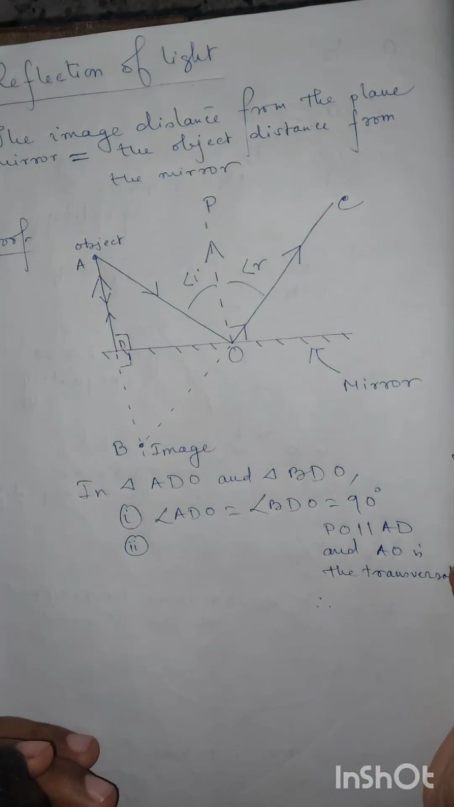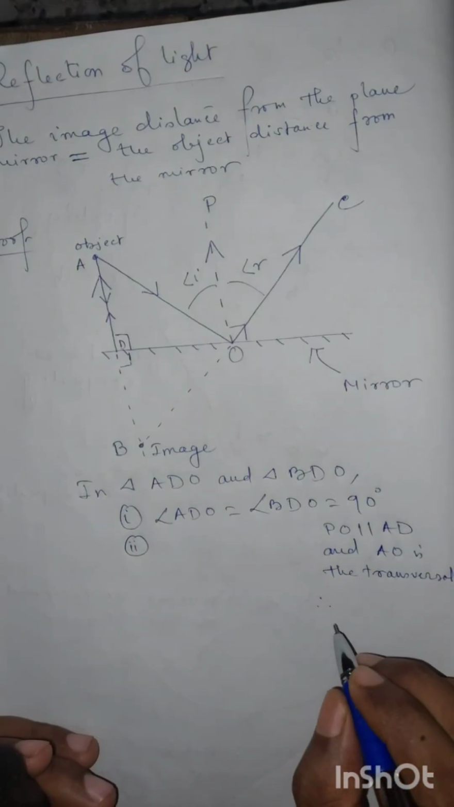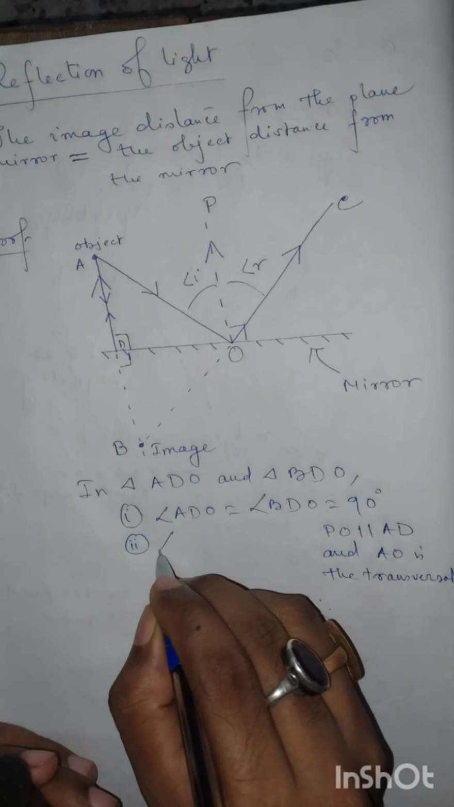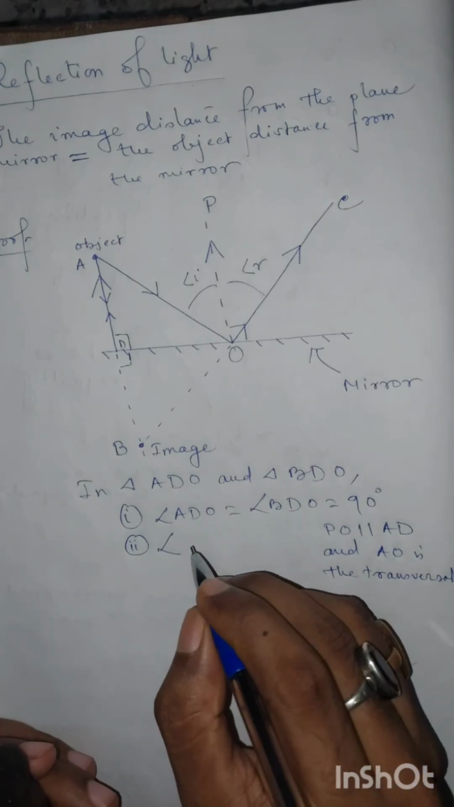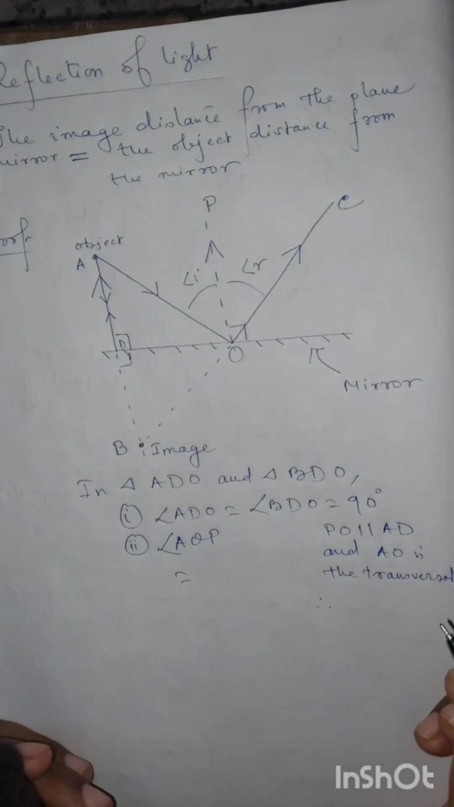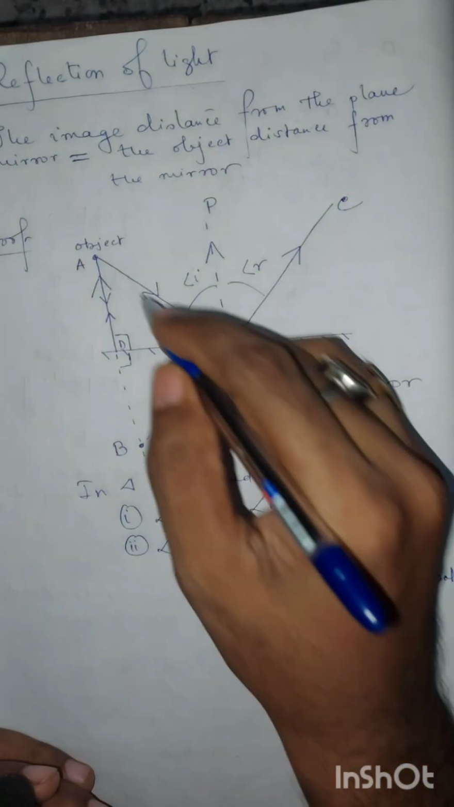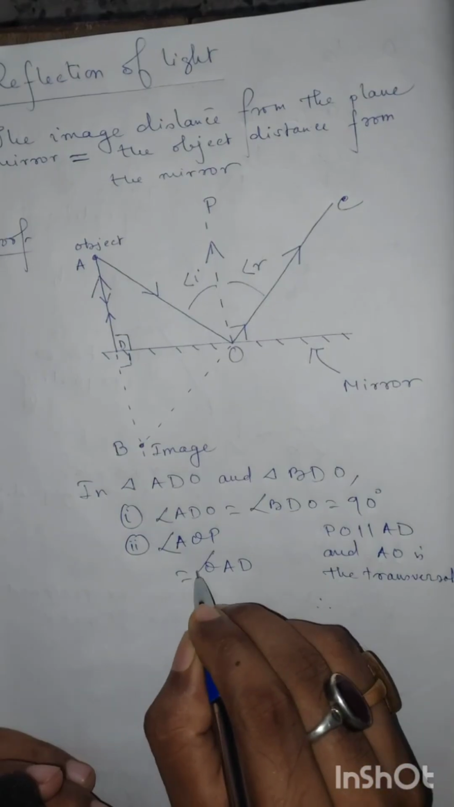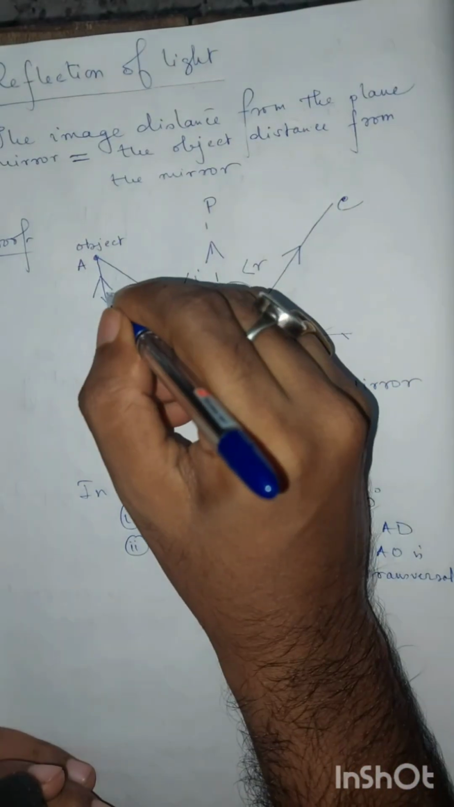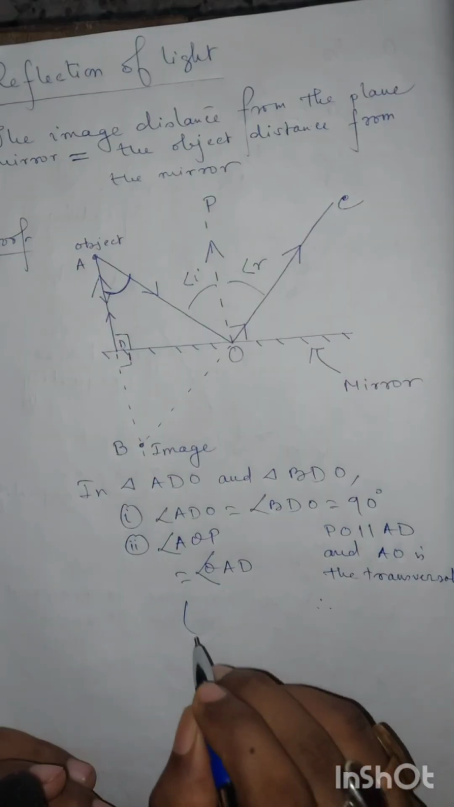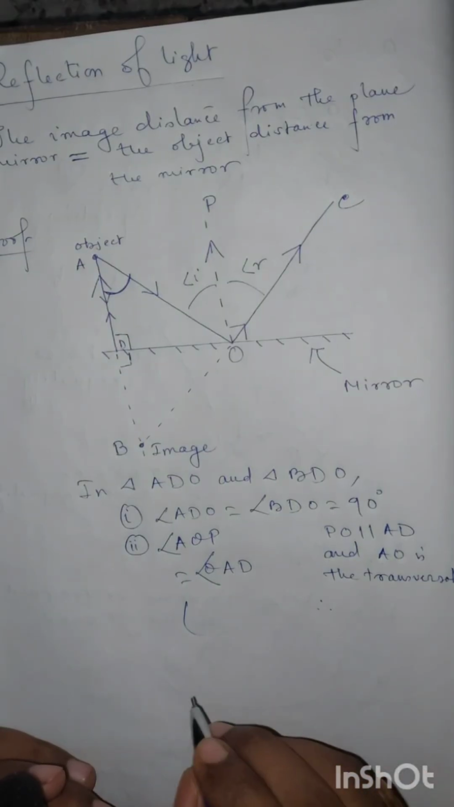Therefore, we can say angle AOP should be equal to angle OAD. Why? Because they are alternate angles.